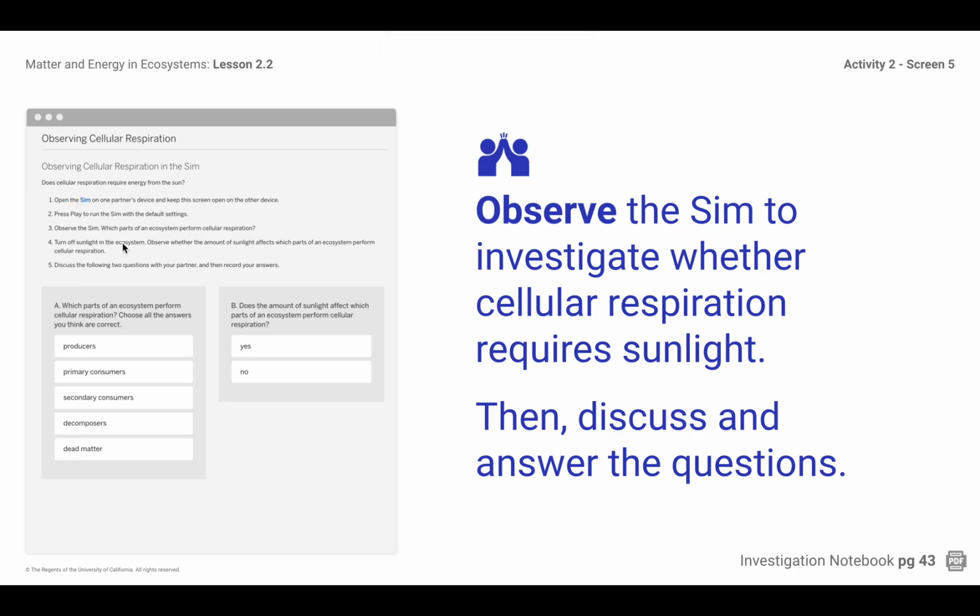So again, I know that it said to work with a partner, but I'm going to have you guys work on your own. You observe this sim to see whether cellular respiration requires sunlight. Now that you've seen it, you've made your observations. Notice I'm not giving you answers because I really want you to do this. I want you to choose which parts of an ecosystem perform cellular respiration, and you can choose all the answers you think are correct. So go ahead and do that now. And then answer this question: does the amount of sunlight affect which parts of an ecosystem perform cellular respiration? So you'll just click yes or no, and then go ahead and turn that in.